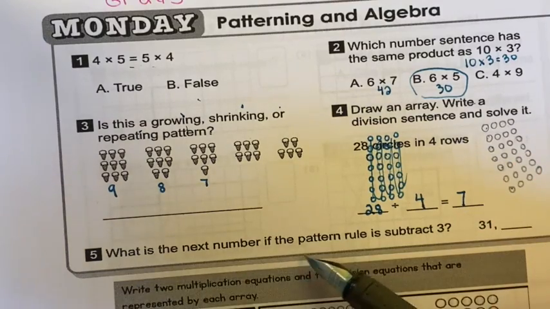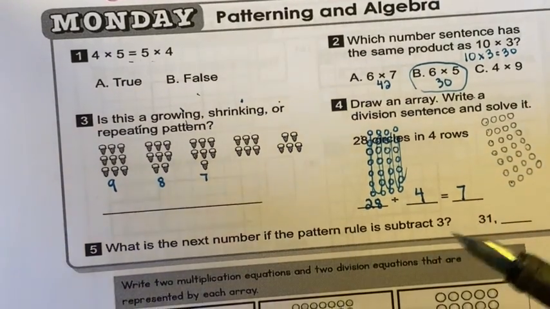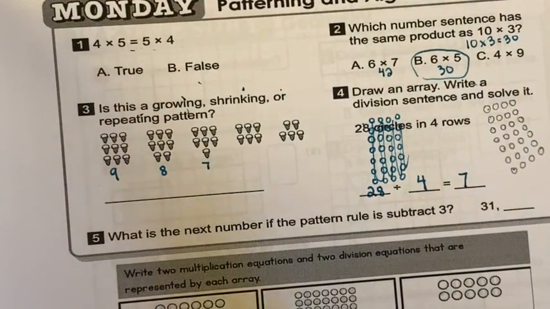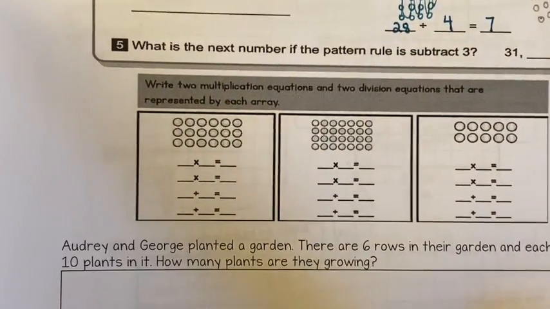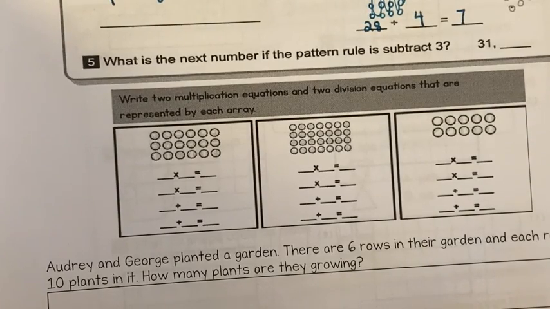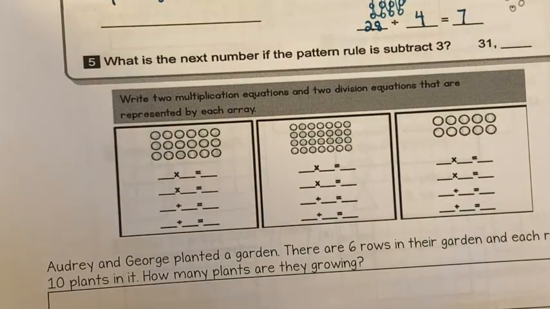Now, what is the next number? If the pattern rule is subtract 3, so start at 31, the pattern rule is subtract 3 and figure out which one comes next. Okay, so for this one, I'm asking you to write 2 multiplication equations and 2 division equations that are represented by each array.